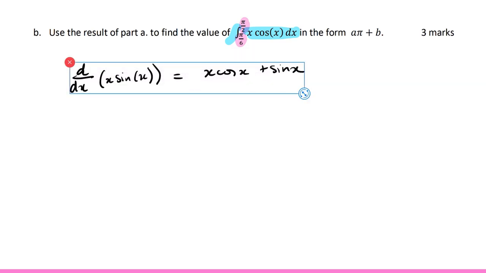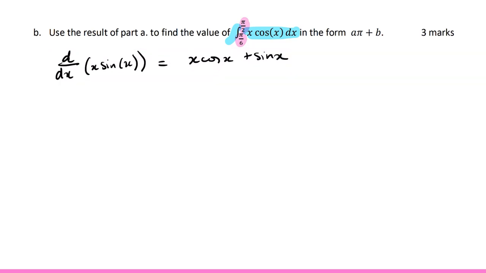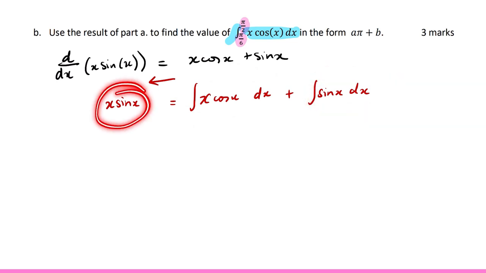So let's paste our relationship. So we know that when I derive x sine x, I get the derivative of x cos x plus sine x. So let's go backwards. If I go backwards, what do I get? If I integrate x cos x, and I'm just going to separate them out straight away just to make my life a little bit easier down the track, I end up with x sine x. So the antiderivative of x cos x plus sine x is equal to x sine x.